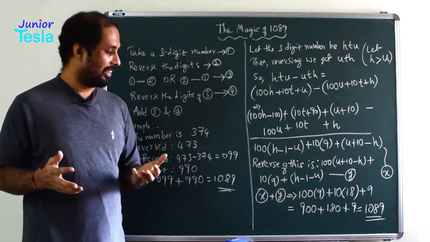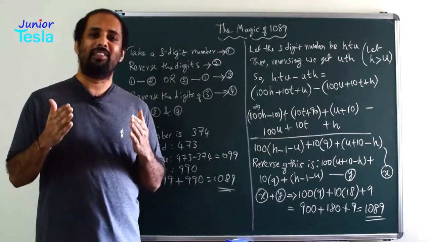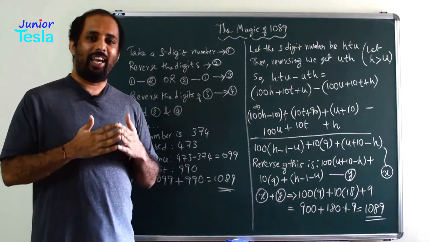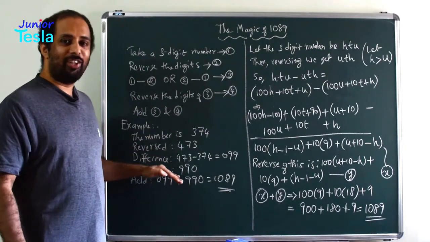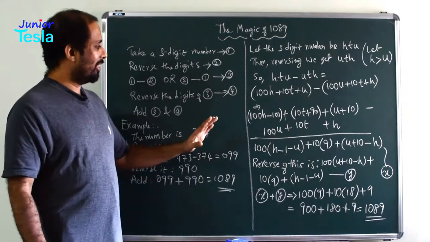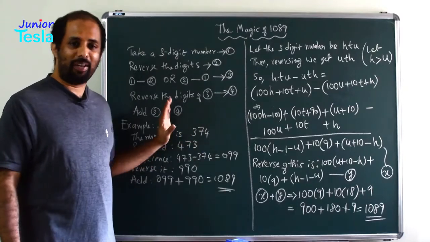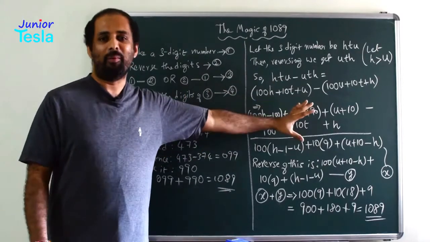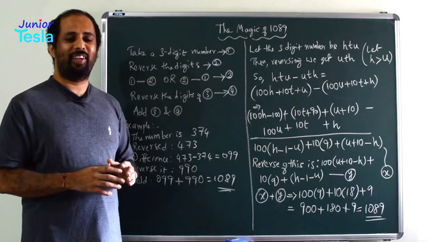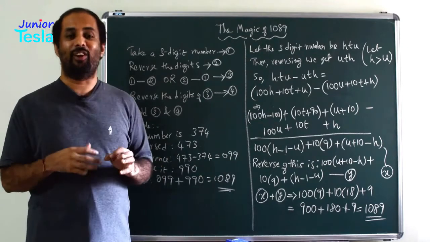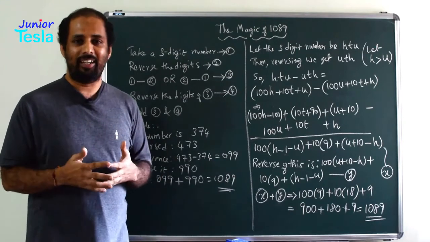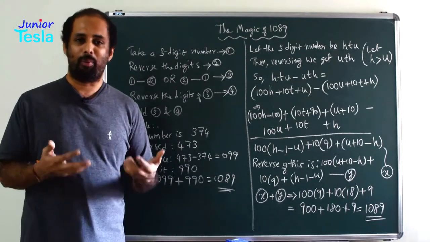Now if you simplify this, it is 900 plus 180 plus 9, which is equal to 1089. And that is why every time you do this process, you always end up with 1089. This is the magic part, this is the trick part, and this is the maths behind the magic, or maths behind the trick. I hope you understood this. Very nice trick as well as the logic behind this trick. If you go through this again, in detail, you will understand a lot of things about numbers and number properties.